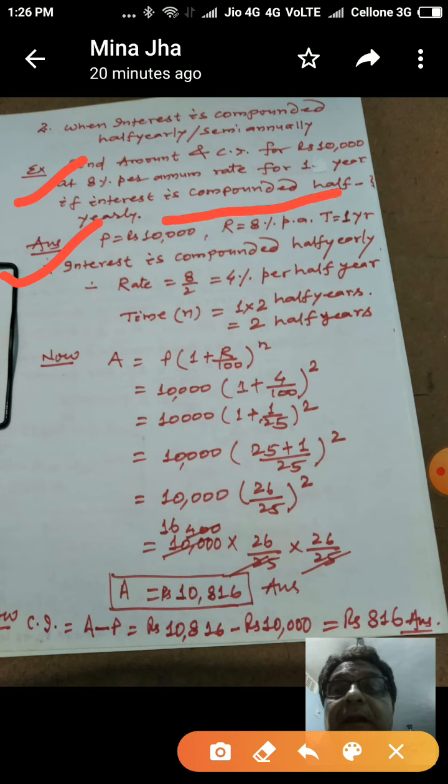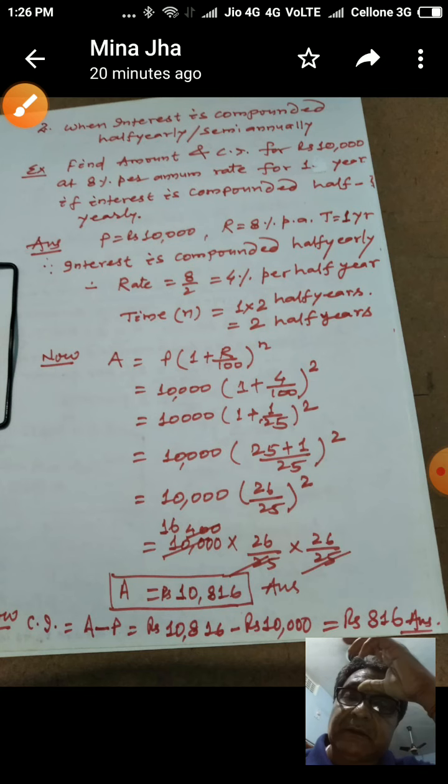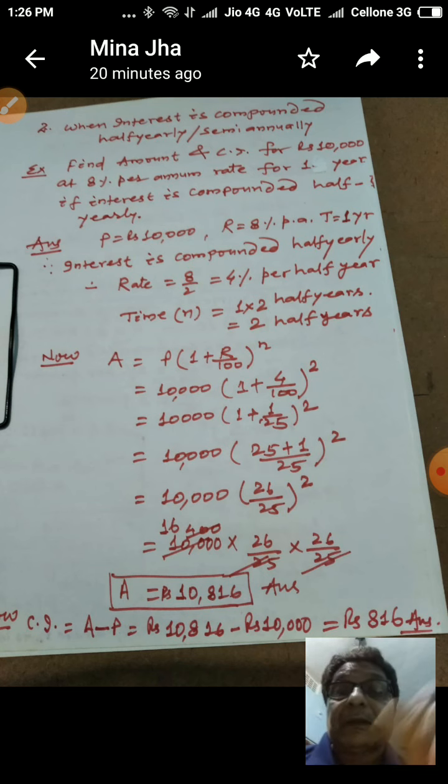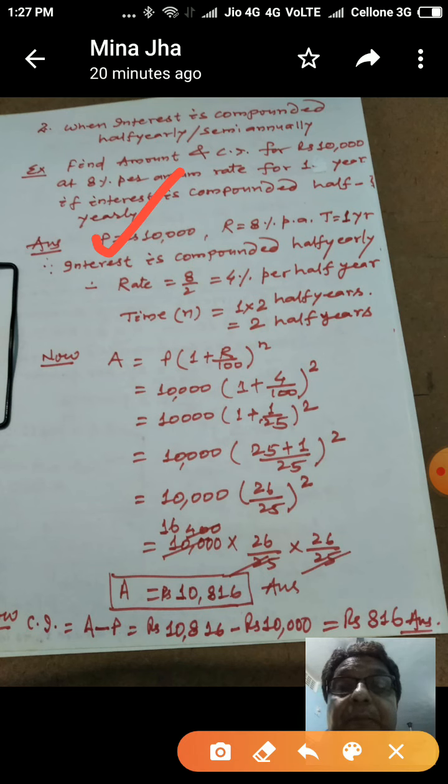So this is the line, and this will make some changes in our answering. So let us see what changes it brings. Here we will write the structure of the question: principal is rupees 10,000, rate is 8% per annum. You see, per annum means per year, and time is 1 year. These are given.